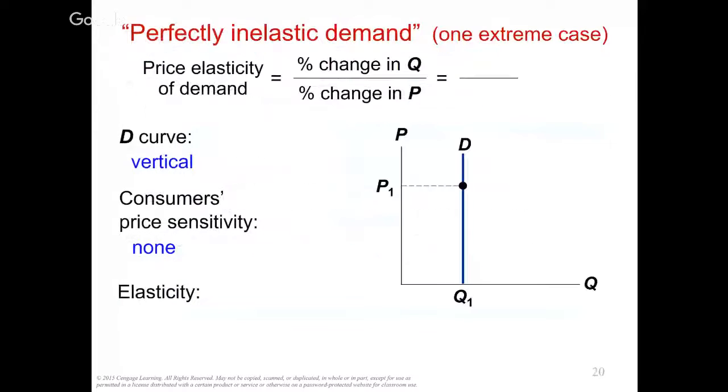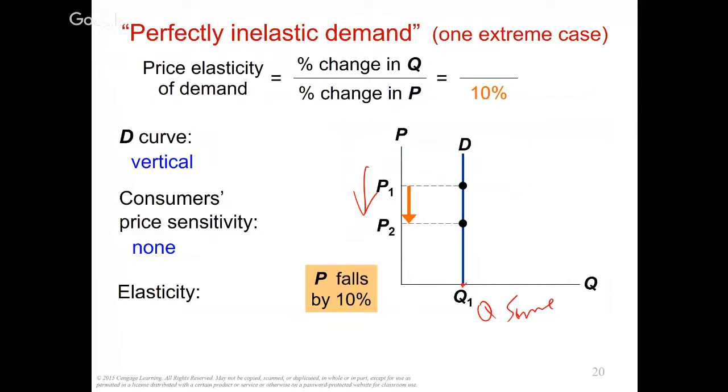Now we have five types of demand curves. Remember in chapter 4 we mentioned that there are different types of demand curves. This one is perfectly vertical. For this vertical demand curve, if the price decreases by 10%, you notice the quantity didn't change at all. The quantity stayed the same. So the price changed by 10% and the quantity changed by 0, which means the elasticity is just 0.